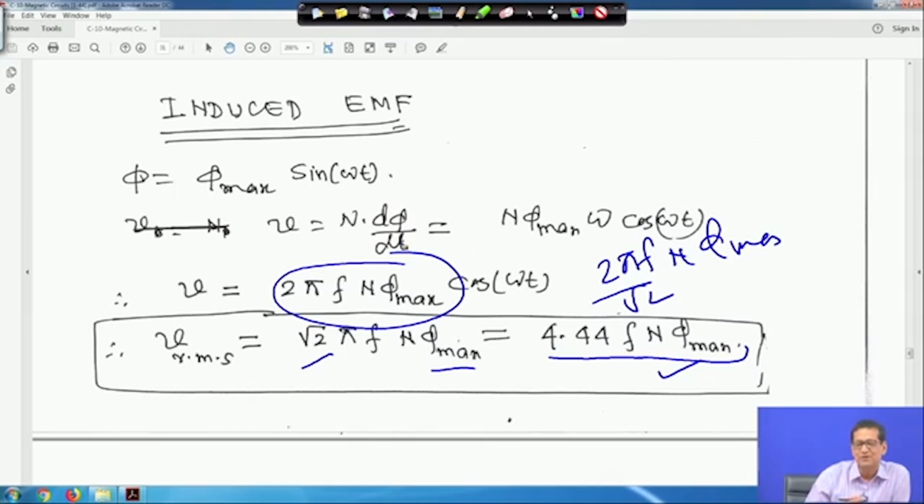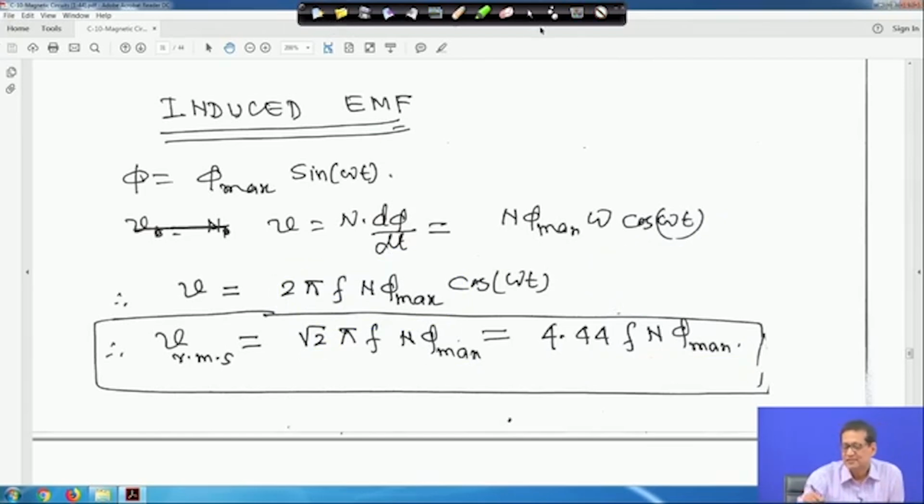In a coil you have N number of turns and phi is the flux linkage. So this is the RMS value of the voltage, 4.44 f N phi max, because this term is divided by root 2. So 2 by root 2 will be root 2. Next we will take the numerical.